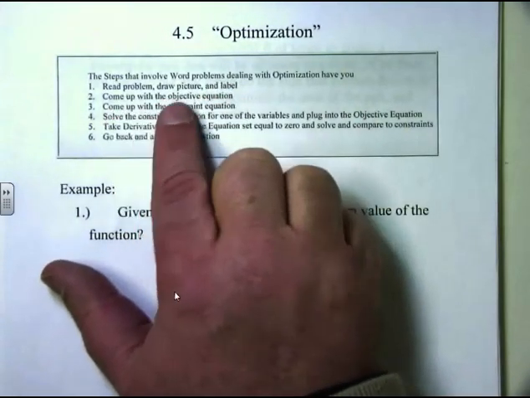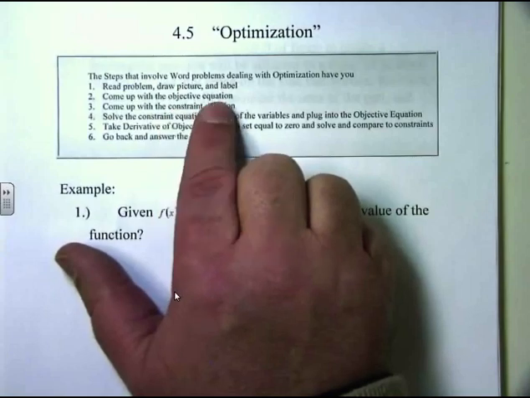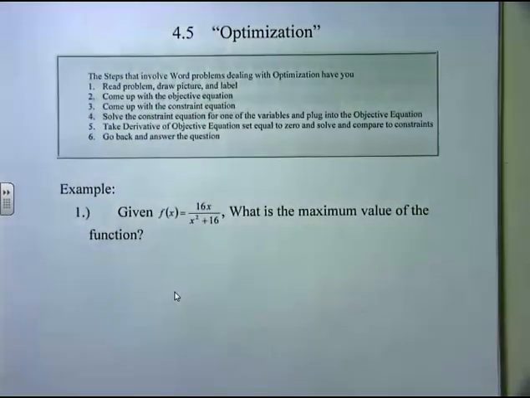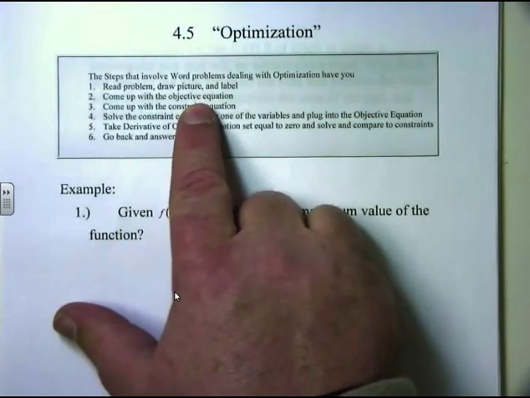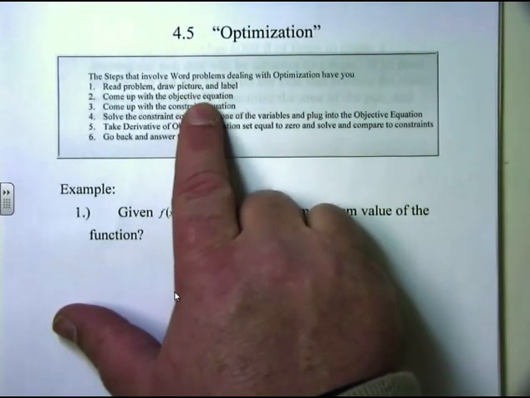Then come up with the objective equation. Now, what I mean by objective equation, you are supposed to maximize volume, minimize surface area, minimize cost, maximize the profit. You're trying to find something big or small about the problem. That's the objective equation. Now this is Calculus 1. The objective is to take the derivative, set it equal to 0, and solve. And that's going to be the equation that you're going to do that to.